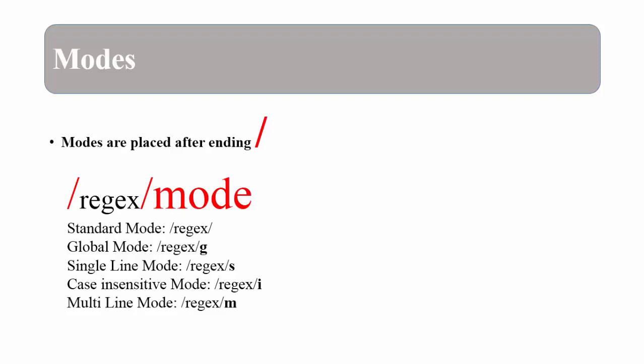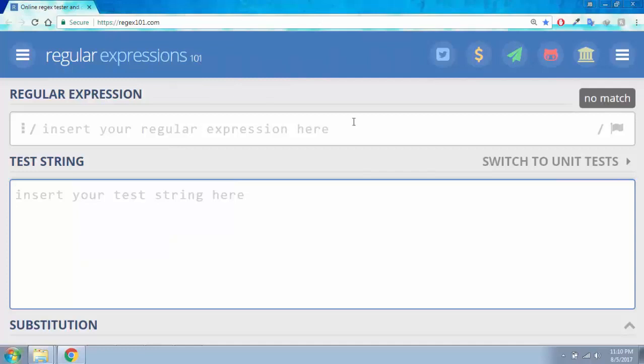Now I cannot tell you the difference of all of these modes right now at this moment because we will use them throughout this course. For now, I'm just going to show you global mode and case insensitive mode. So global mode is denoted by G and case insensitive mode denoted by I. Now let's test these modes in our regex engine tester. So here is our tester.